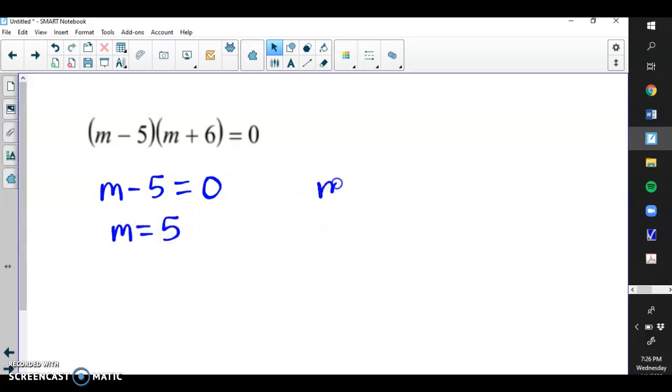And if we look at the m plus 6, we want to know what makes that equal 0. M here would be negative 6. Some people get confused when there's two answers, but they're just two possible values that will both give us the same answer of 0. It's okay to have two answers sometimes. With these quadratics, a lot of times we're going to have two answers.